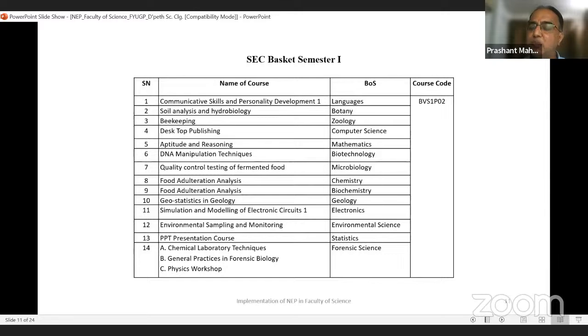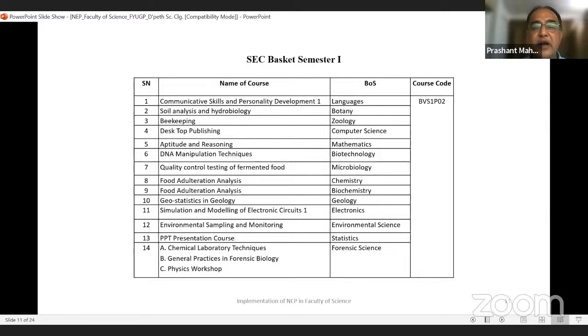And all skill enhancement courses and vocational skill courses are hands-on courses, performance-based courses, practical courses. They do not have theory even of 1 hour. If at all you feel some theory is to be taught, it is to be taught in the laboratory only, or you have to give them handouts to read.